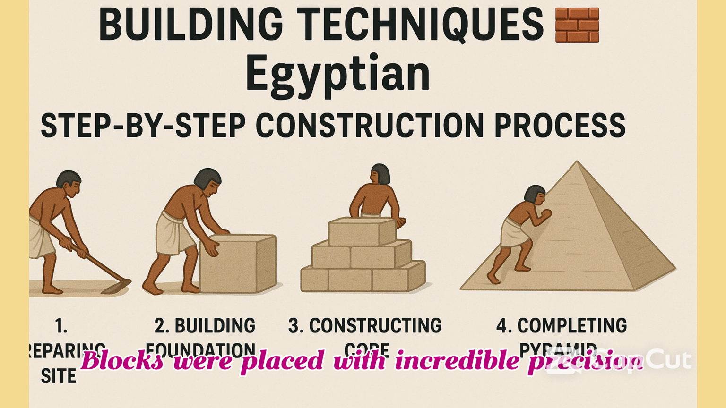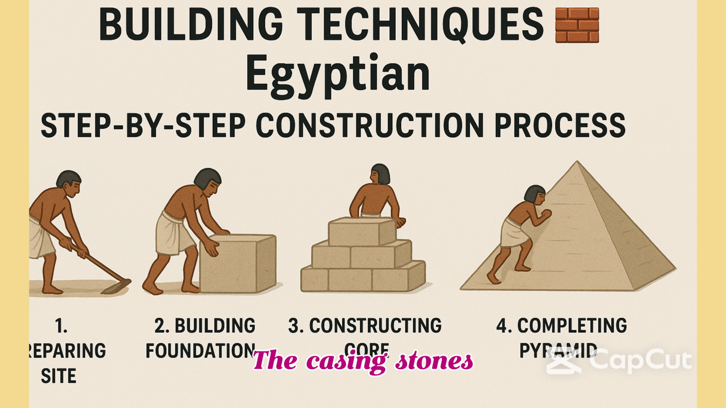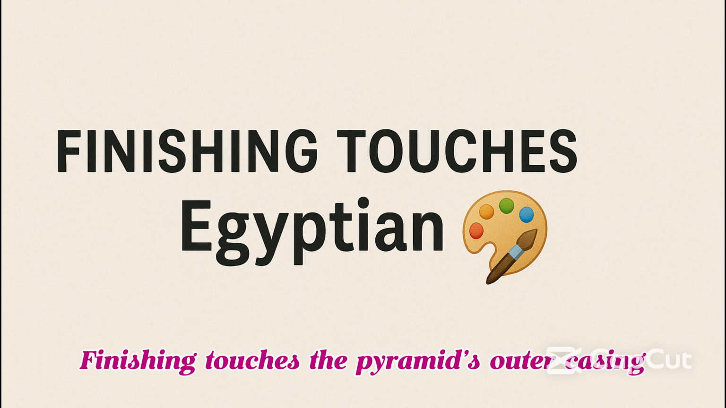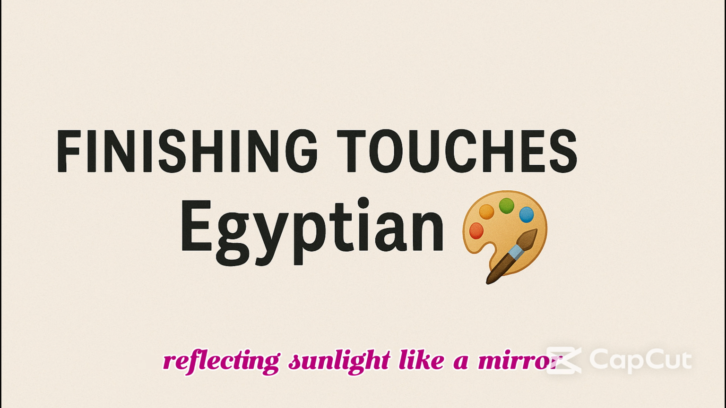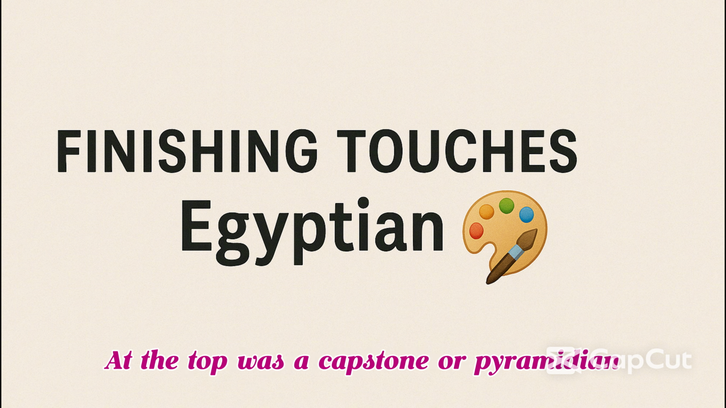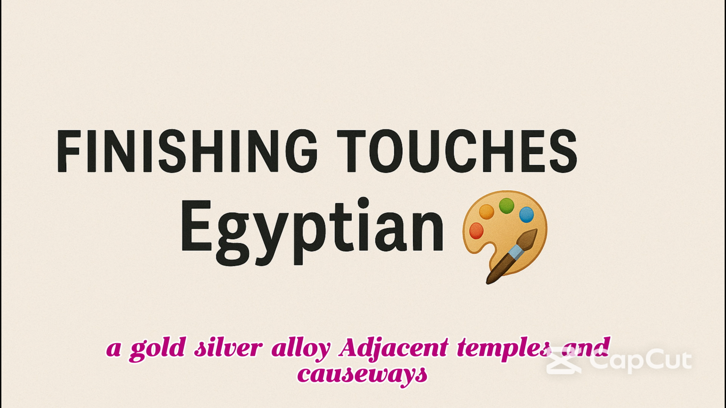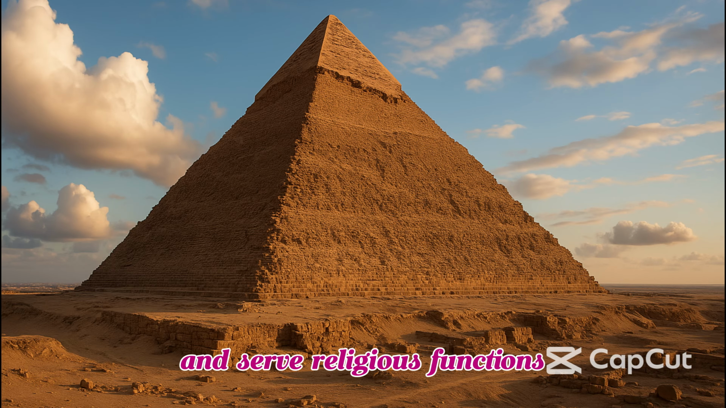Precision placement. Blocks were placed with incredible precision, using levers, wooden sleds, and manpower. The casing stones, now mostly gone, were polished and tightly joined. Finishing touches. The pyramid's outer casing was made of polished white limestone, reflecting sunlight like a mirror. At the top was a capstone, or pyramidion, often covered in gold or electrum, a gold-silver alloy. Adjacent temples and causeways linked the pyramid to the Nile and served religious functions.